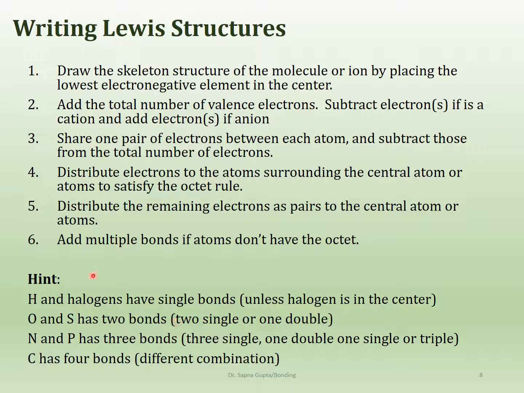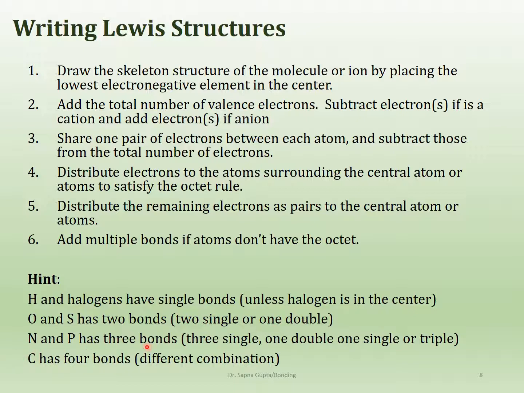Now, I'm giving you all these hints, but I'm also telling you exceptions, because in all these cases you will always have exceptions, and you have to be ready for those exceptions. For example, halogens can be in the middle, and they can have more than 1 bond. Similarly, for oxygen and sulfur, oxygen in the middle can have 2 bonds, but sulfur can have more than 2 bonds in some cases. So you have to watch out for that. But in most cases, oxygen and sulfur will have two bonds. The two bonds can be two single bonds or one double bond.